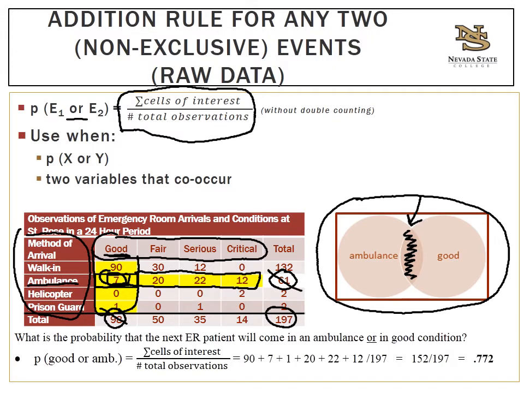So you'll see that right here. We've got the 90 plus the 7 plus the 1 plus the 30 plus the 22 plus the 12. So those highlighted cells. And when you do that, you're not inclined to count this 7 2 times. You're not inclined to double count the intersection. So you add those together, you get 152 divided by 197, and you get 0.772 is the probability that the next ER patient will come in an ambulance or be in good condition. Again, either one of those conditions can be met, or both.